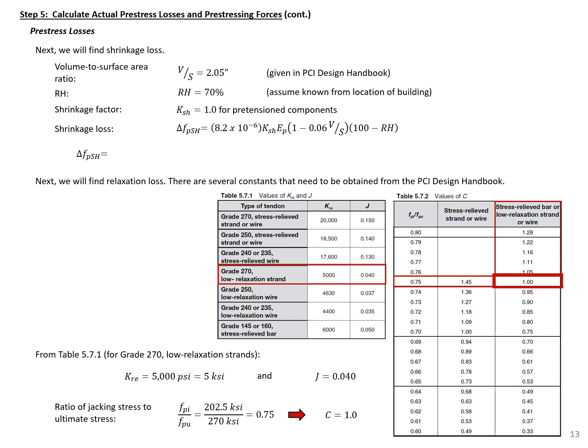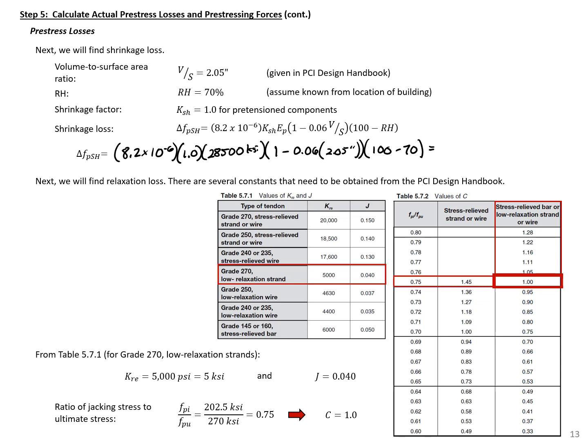So using our shrinkage loss equation, we'll have 8.2 times 10 to the negative 6 times 1.0, our shrinkage factor for pretension components, times the modulus for our steel, times 1 minus 0.06 times 2.05 inches, and then times 100 minus 70, where we enter in 70 for 70%.